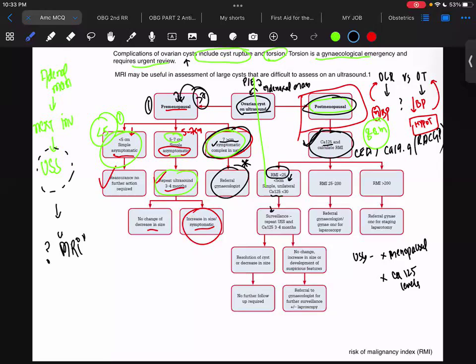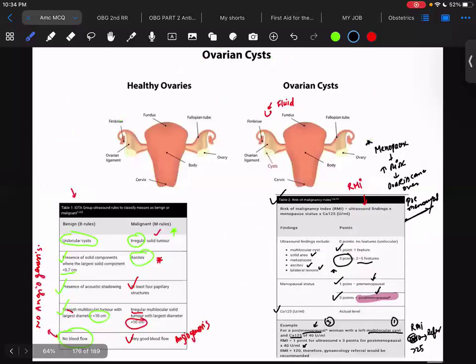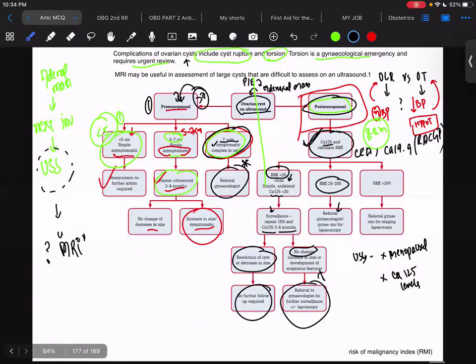We need to repeat the ultrasonography with CA125 in 3 to 4 months. If there is resolution of the cyst or decrease in size, no need to follow up. If there is no change, or an increase in size, or development of suspicious features, we can refer to the gynecologist. If RMI is 25 to 200, we have to refer the patient. And if it is more than 200, we can refer the patient and go for staging laparotomy.